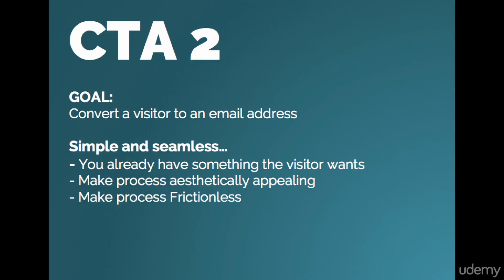You already have something that the visitor wants. Meaning, to find this page, the visitor has clicked a link in your Instagram bio, which is CTA1, and they're now on your page. So from here, we want to make the process really aesthetically appealing. So make sure we have great visuals on the page. And we also want to make it frictionless. So make sure there's not too many steps or barriers for them to give you their email address.